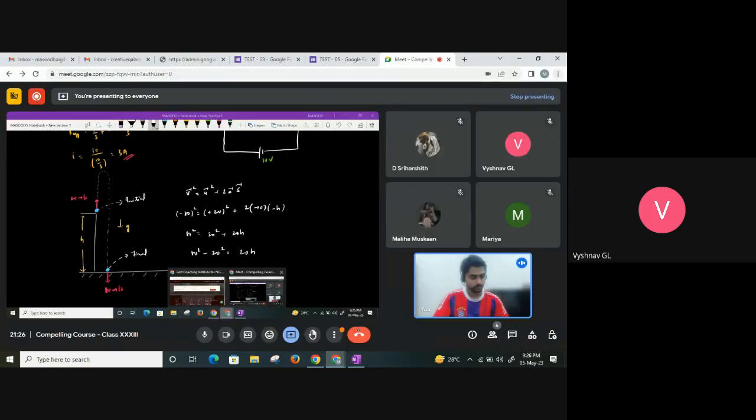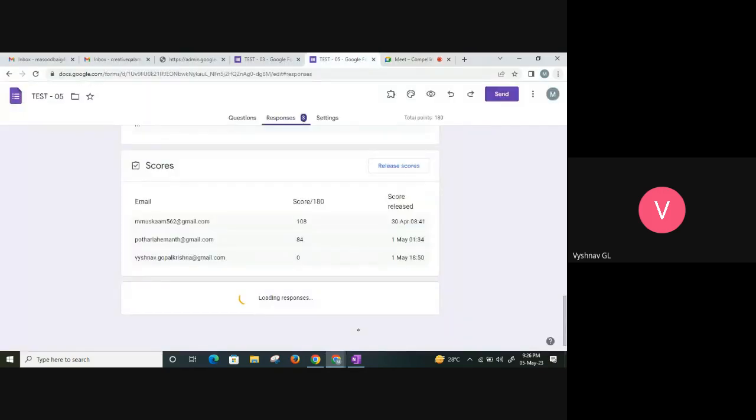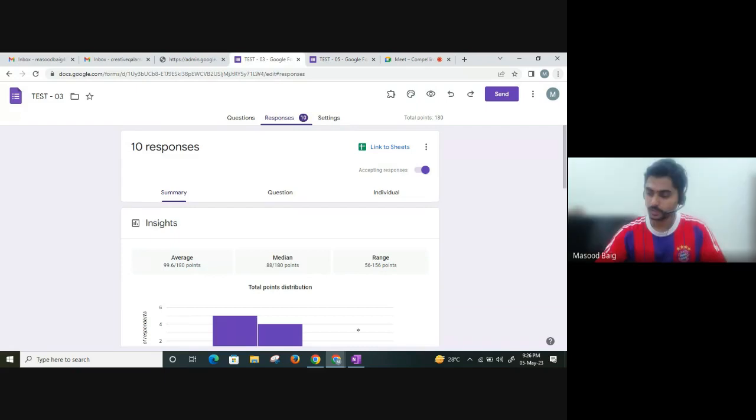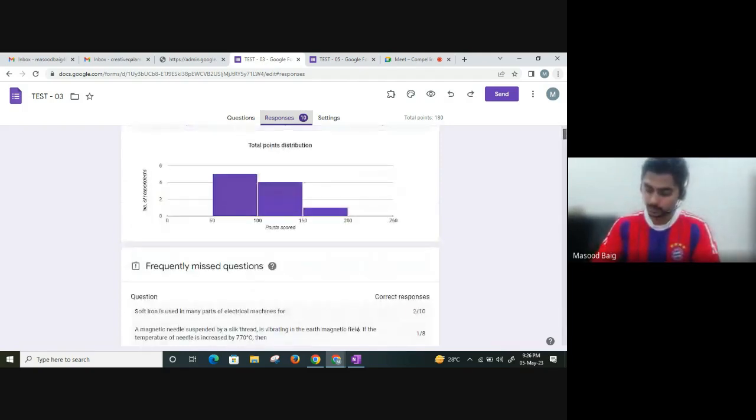Right, so let us see some test 3. With that, I think the second year important part, optics and electricity, magnetism. Those questions, at least the basic part, we will be reviewing.